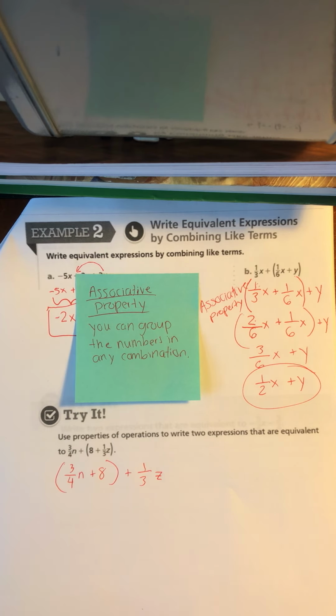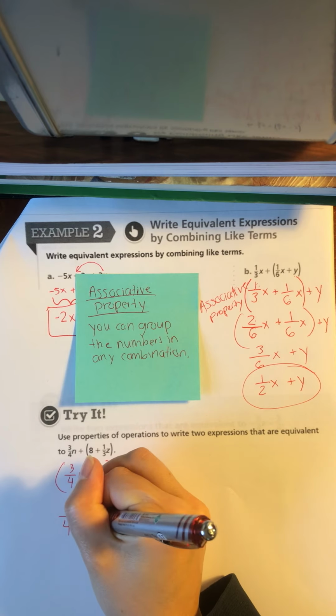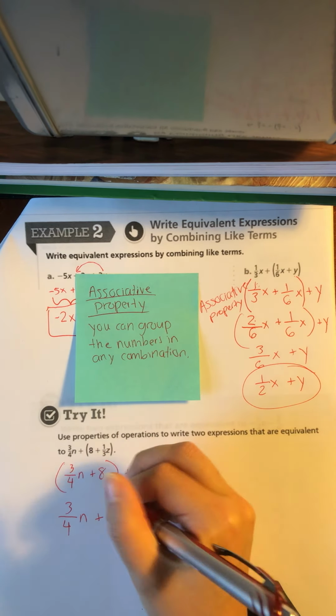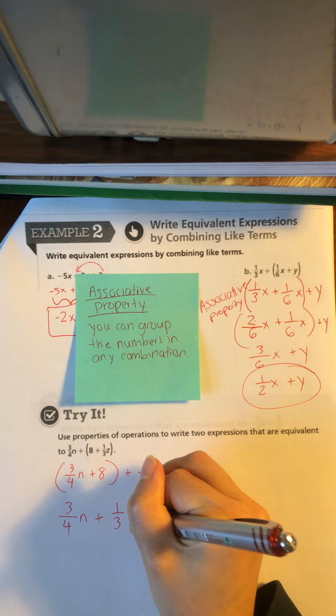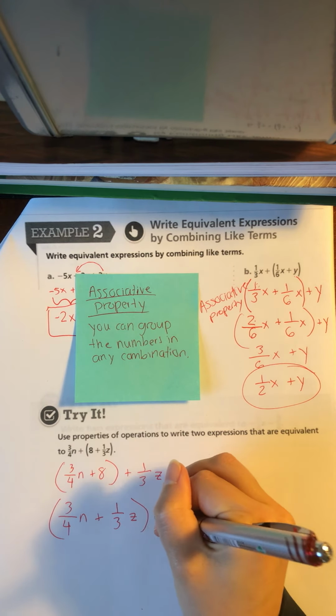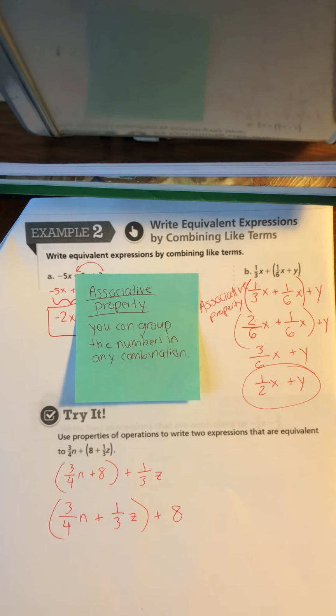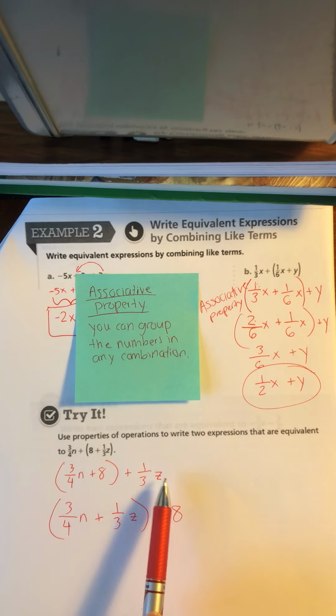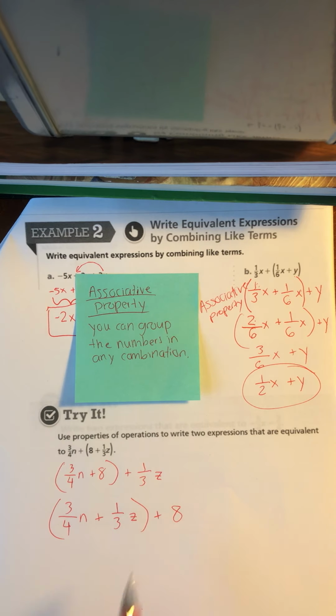And then another thing we could do is 3/4 n plus, maybe I want to move this 1/3 over here, plus 1/3 z plus 8. Okay, so it's all the same thing. You can't combine any of these. None of these are like terms. We have an n, we have a z, and then we have a constant, so you can't combine anything.